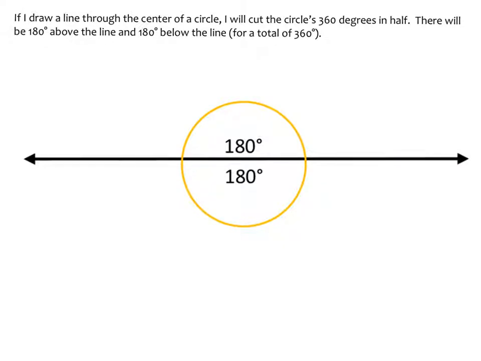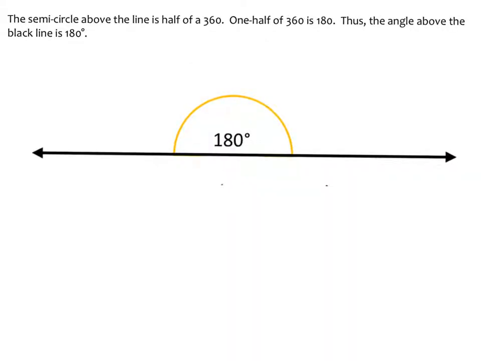If I draw a line through the center of a circle, I will cut the circle's 360 degrees in half. There will now be 180 degrees above the line and 180 degrees below the line to make the total of 360 degrees. The semicircle, or half of a circle, above the line is half of a 360. 1/2 of 360 is 180. Thus, the angle above the black line is 180 degrees.